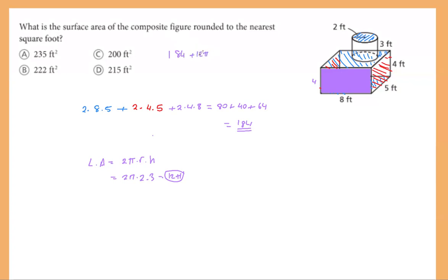Pi is approximately 3.14, so 12 pi looks like 36 or so. That will be around 210, but I feel like that is actually no, that's 36. Let me double check that. 184 plus 36, that's around 220. So if you plug it in, I think that is 222.